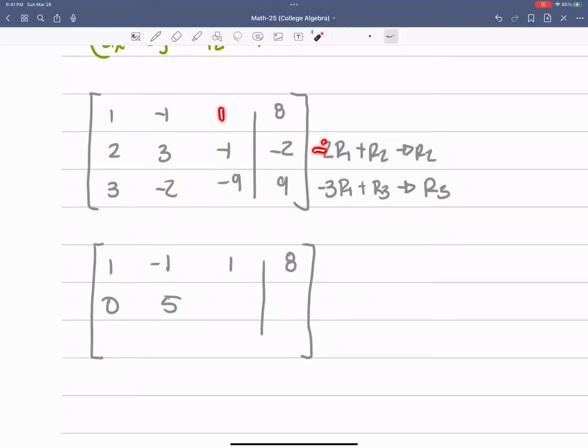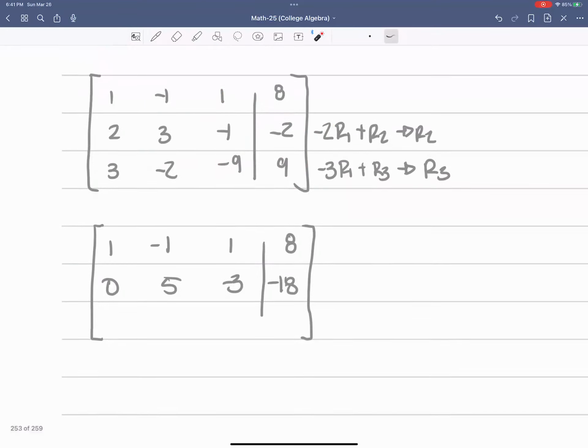1 times -2 is going to be -2. -2 plus -1 is going to be -3. 8 times -2 is going to be -16. -16 minus 2 is going to be a -18.